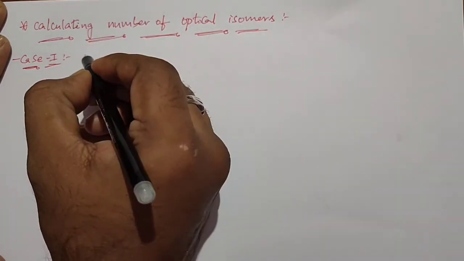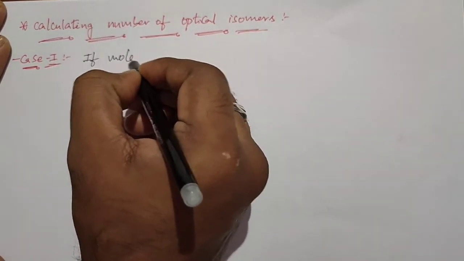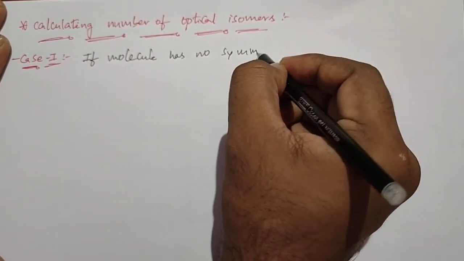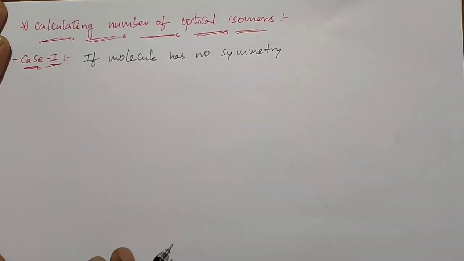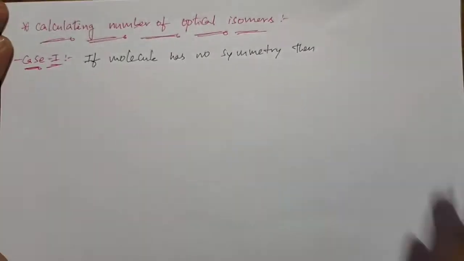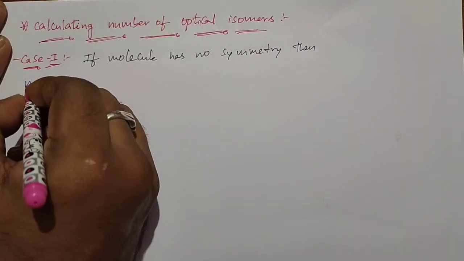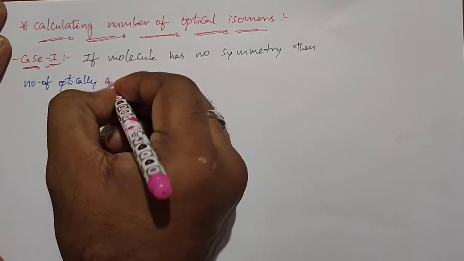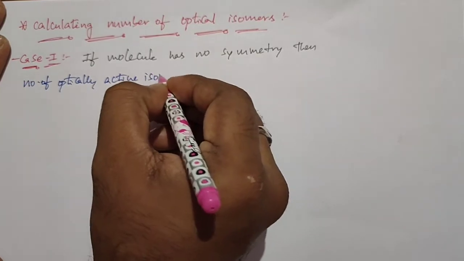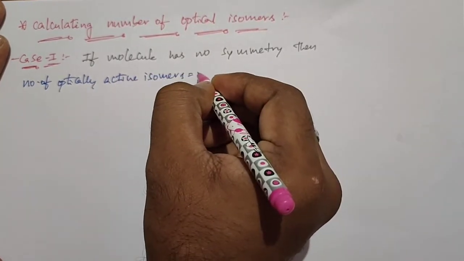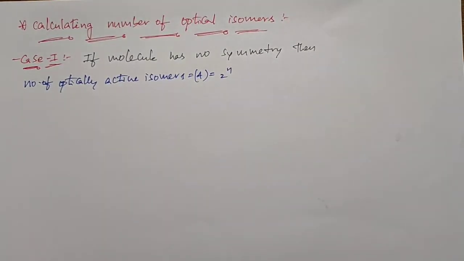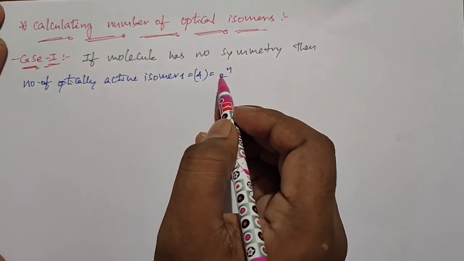So in case 1, we just take that if the molecule has no symmetry, then the number of optically active isomers is equal to 2 power n. So the formula to find the number of optically active isomers when a given molecule has no symmetry is equal to 2 power n.